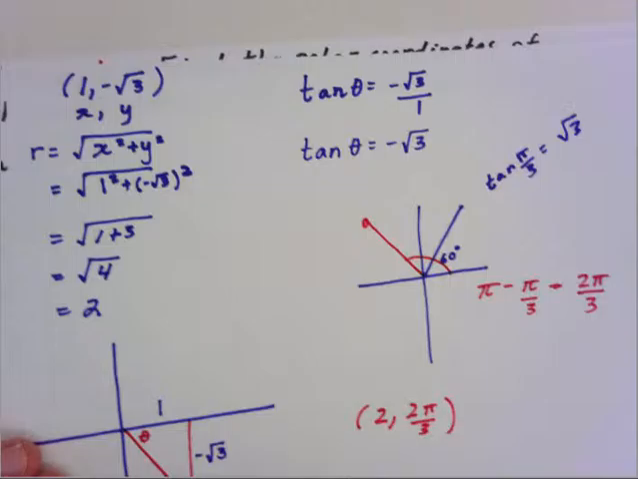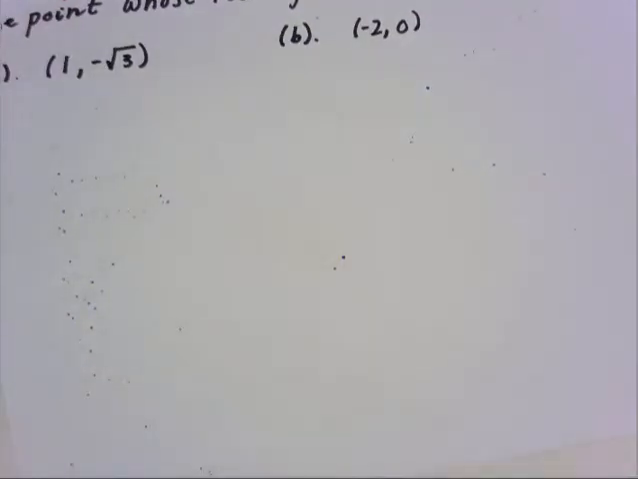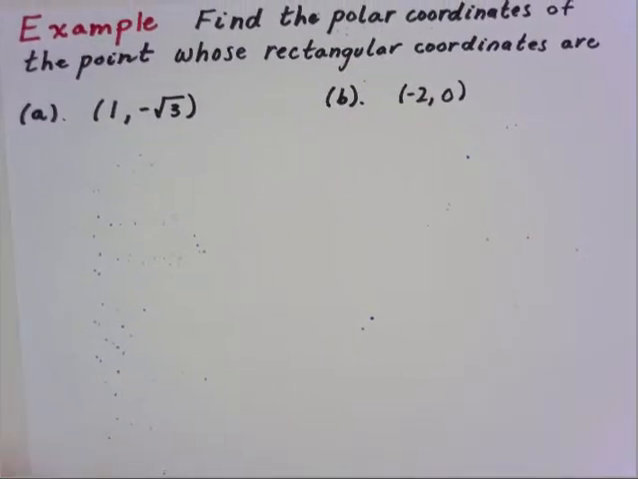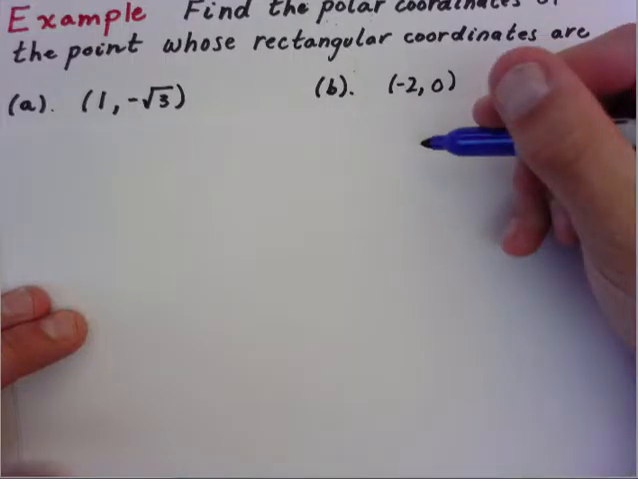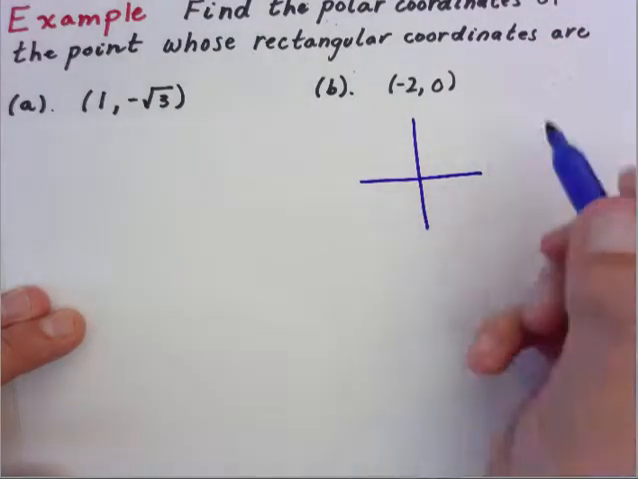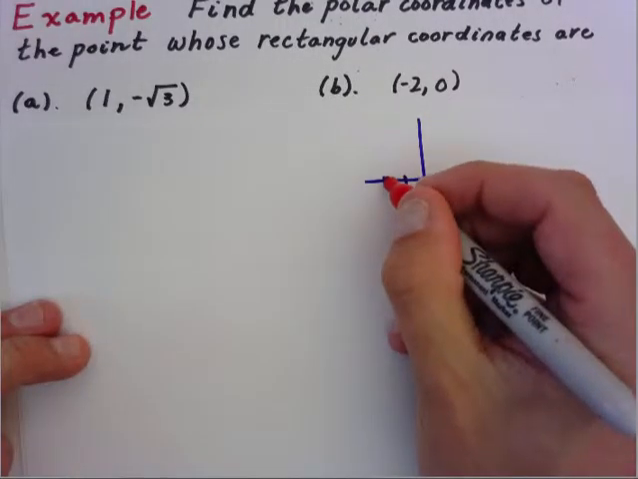Okay, so let's go back and look at our second example. Our second example is the point negative 2, 0. This one's a little bit easier. Now this one I'm going to switch up. I'm going to go ahead and draw this first. Negative 2, 0 is really easy for me to plot. I'm going to plot it in red.